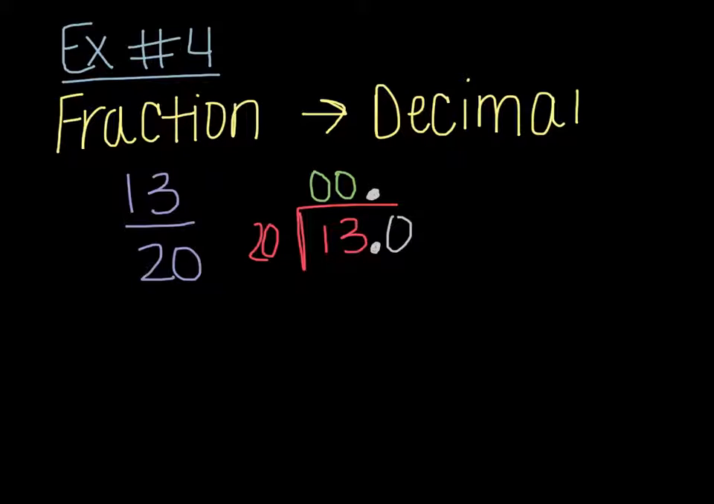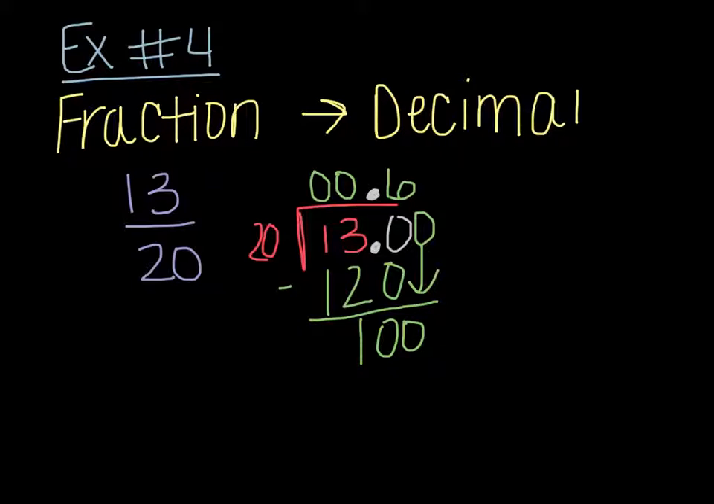And now we say how many times 20 can go into 130. And it can go in 6 times. 6 times 20 is 120. We subtract, we get 10. 20 cannot go into 10, so we add a 0 on there. We will really put it up here and bring it down. So we say how many times can 20 go into 100? And it goes in evenly 5 times. So our decimal is 65 hundredths.